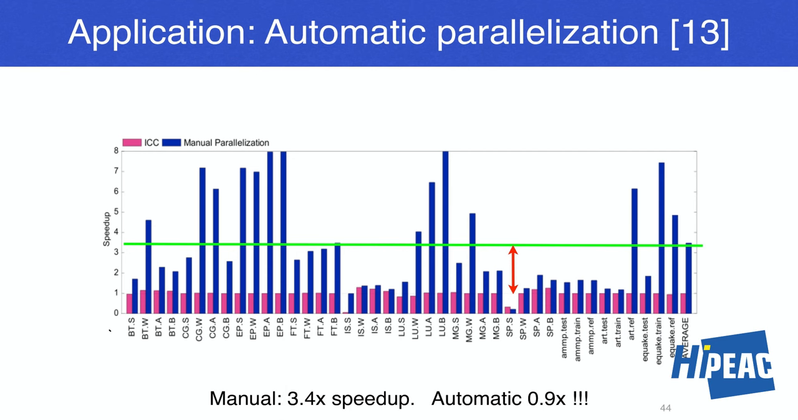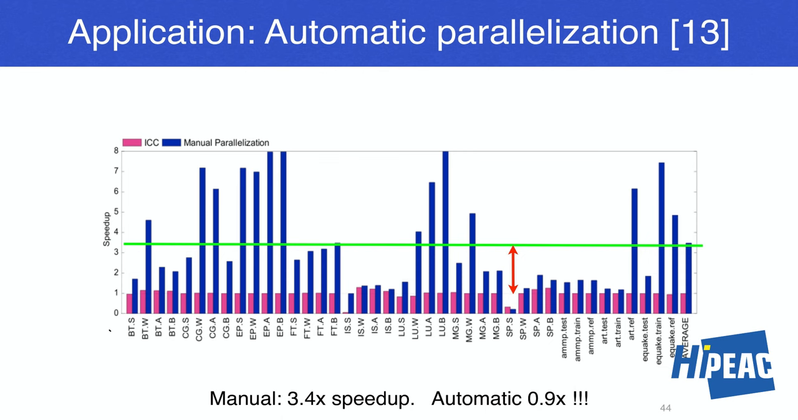I'll give you one final example. This was from George at our place. He wanted to look at parallelization. If you look at the ICC compiler, across the SPEC and NAS benchmarks, it gets a speed of 0.9x. So that's a slowdown, from our state-of-the-art compiler at the time. However, if you did it manually, you get a speedup.